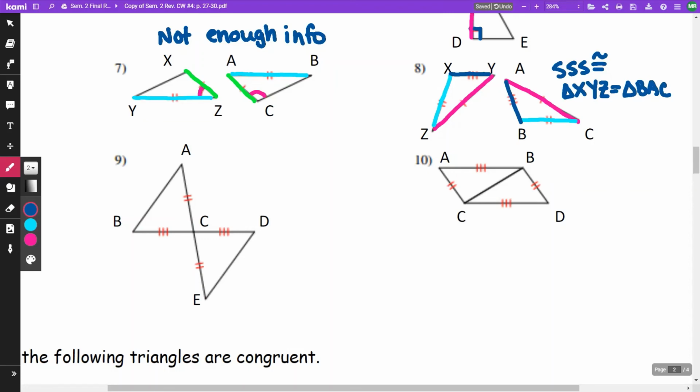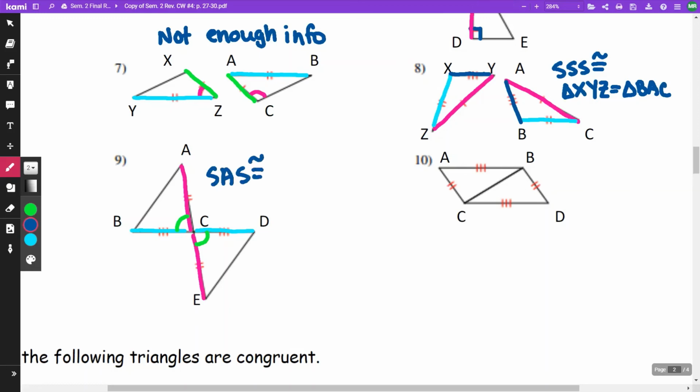For the next one, I have this double mark here for AC and the same mark for EC. I have this triple mark for BC and the same triple mark for CD. And these are going to be vertical angles. So those are going to be congruent. So this is going to be side, angle, side.